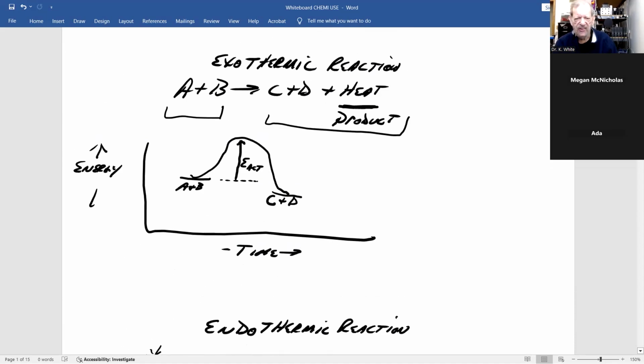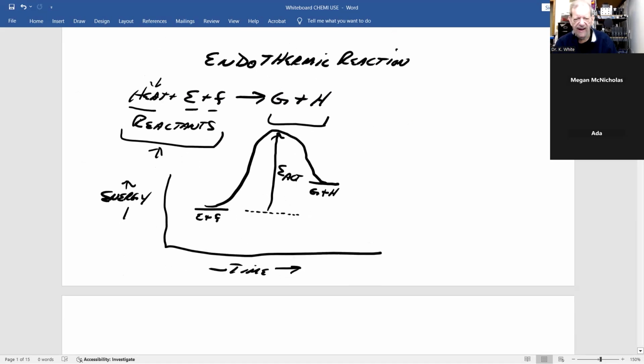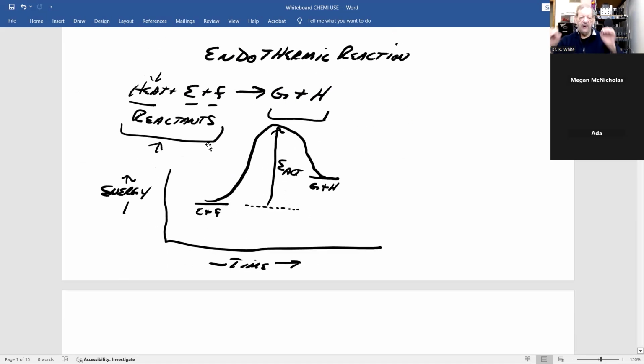Again, here's the exothermic reaction energy diagram. And remember, since heat is on the product side, the products have less energy than the reactants. On an endothermic, where you're adding heat, E and F have less energy than G and H, because you have to add also the energy to get it to equal G and H. And again, for both of these, from where you start to the top of the hill is the activation energy. And know how to do this.